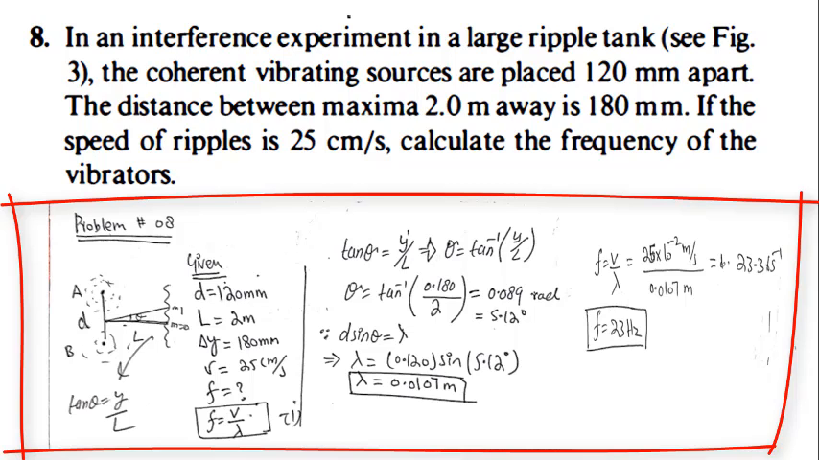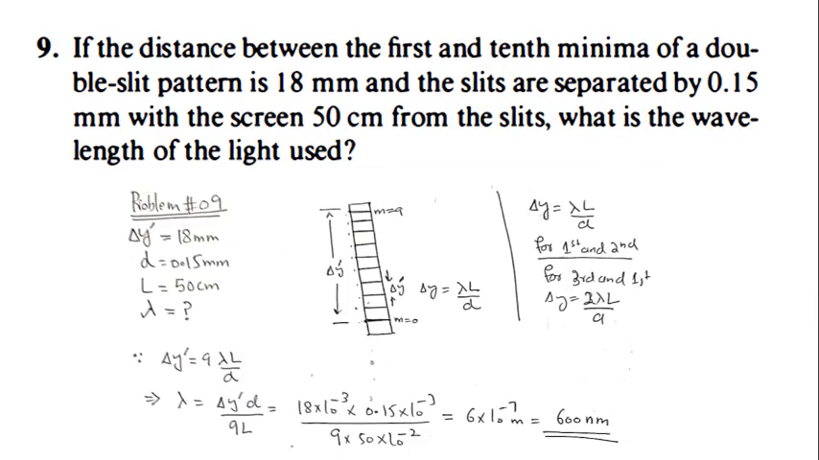So this was an interesting problem. So next is problem number 9. If the distance between the first and 10th minima of a double slit pattern is 18 millimeter, so the separation between the first and 10th minima is 18 millimeter. So this is the fringe spacing between first and 10th, and the slits are separated by 0.15 millimeter. So this is basically the slit separation, with the screen 50 centimeter from the slits, which is basically capital L, the screen distance.